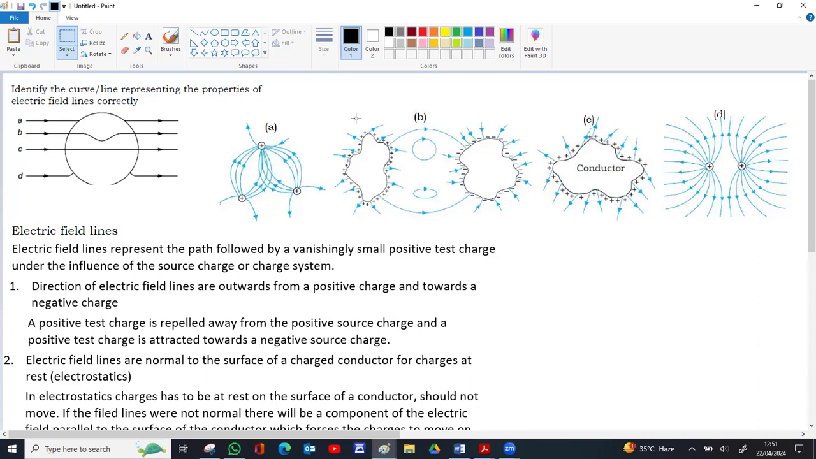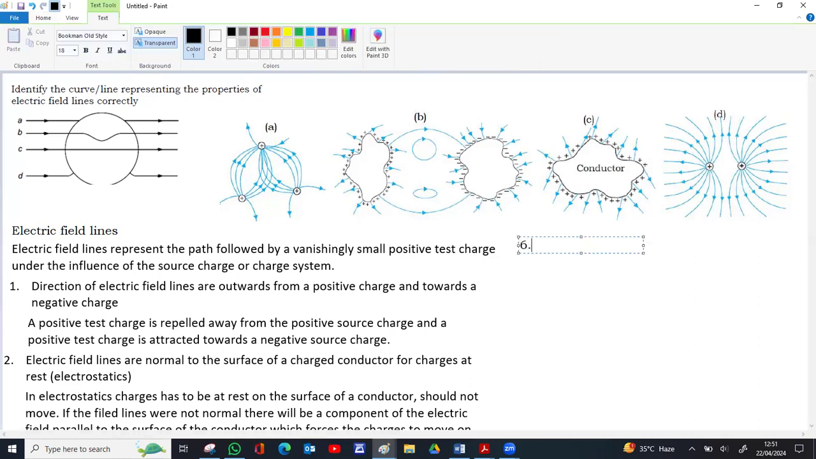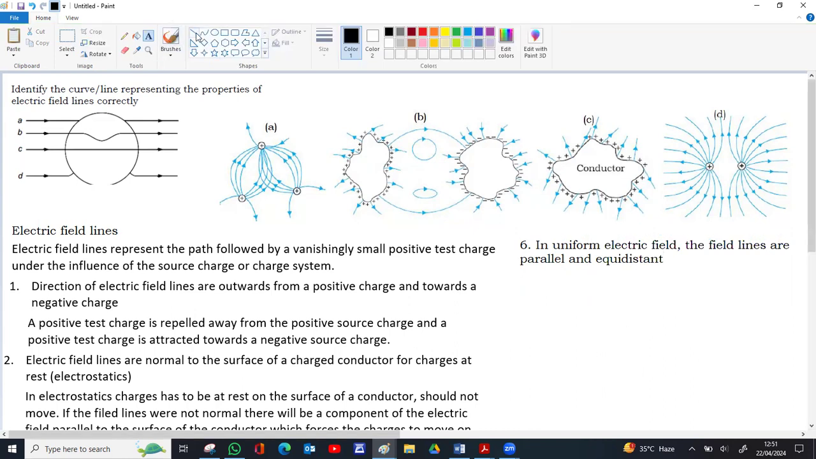There are additional properties, but these are the important properties for electric field lines. Maybe one more property: in a uniform electric field, the field lines are parallel and equidistant. If you want to represent electric field lines as a uniform field, the lines have to be parallel and equidistant. The gap between the lines has to be the same.